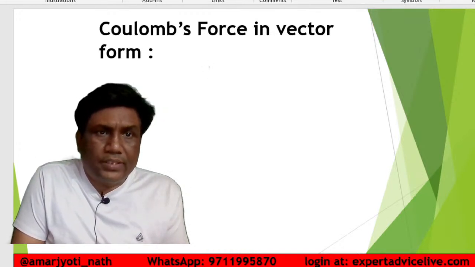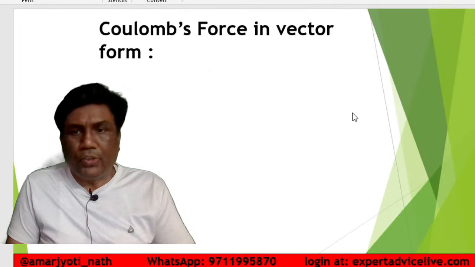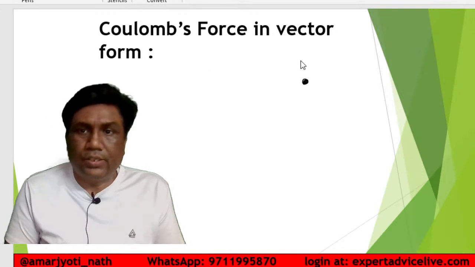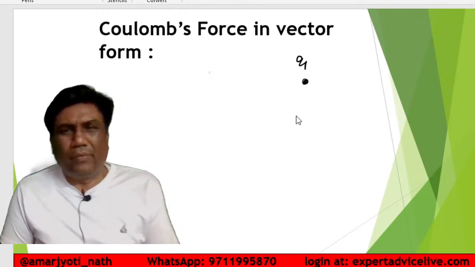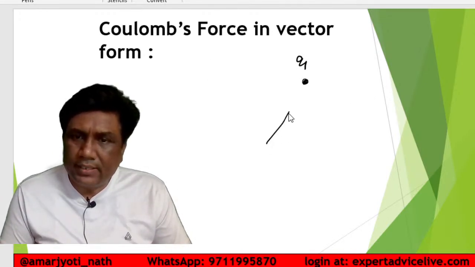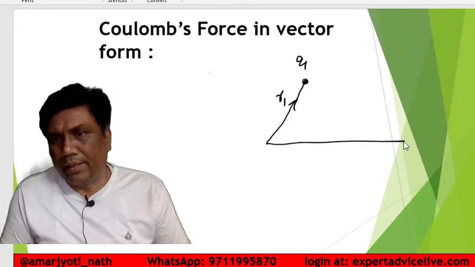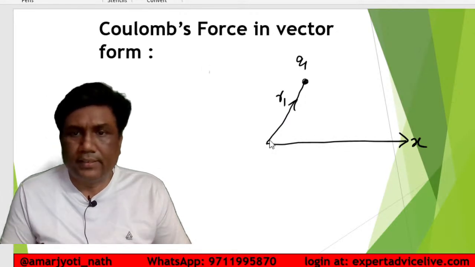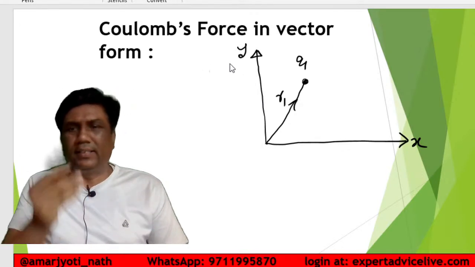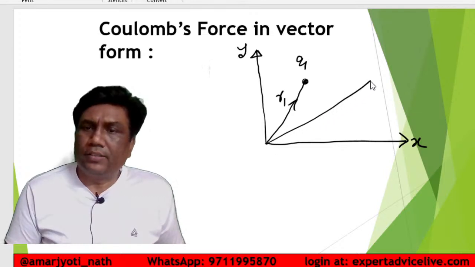Say we are having one point charge. Say this charge is Q1. For convenience, I am taking a positive charge only. Its position vector from the origin is say R1. We can define the axes also: this is the x-axis, this is the y-axis, and the z-axis is outward. And we have another charge at position vector say R2.